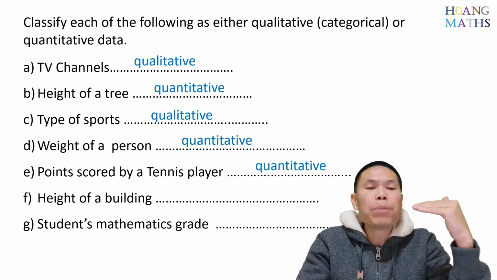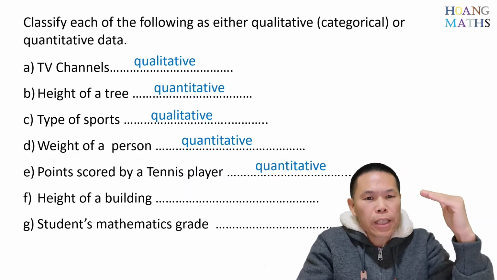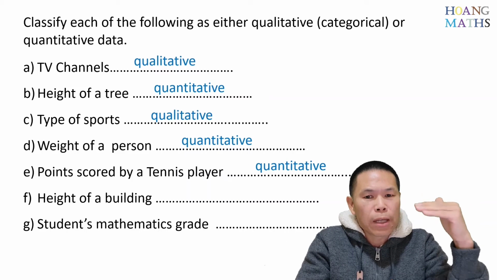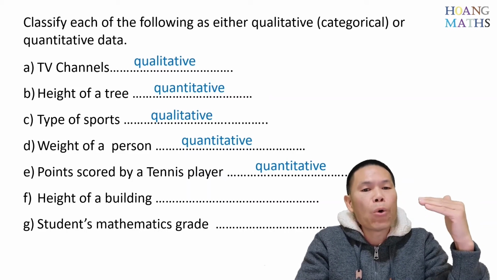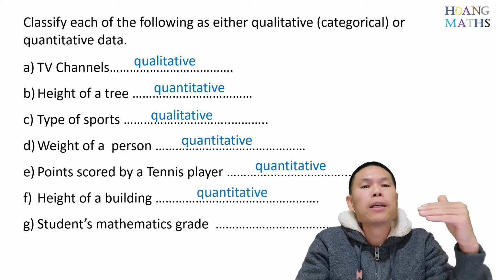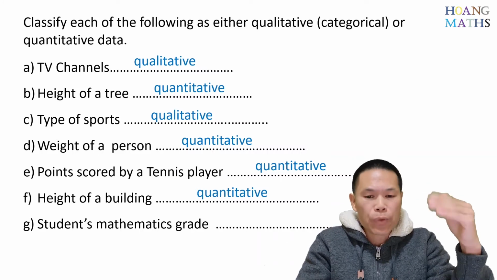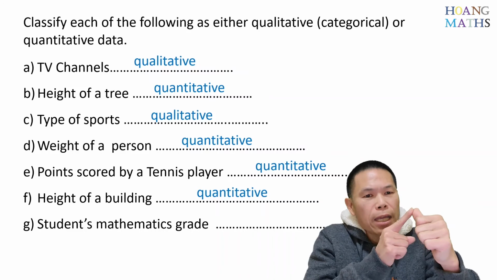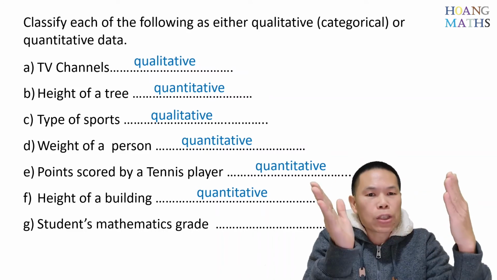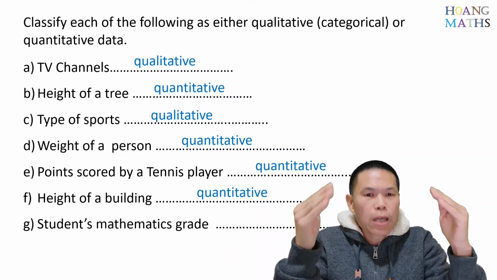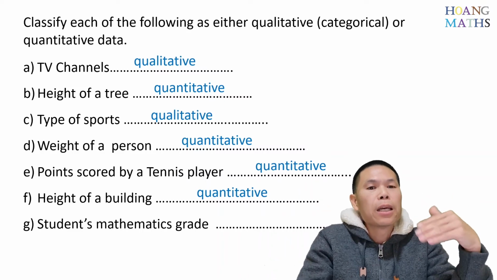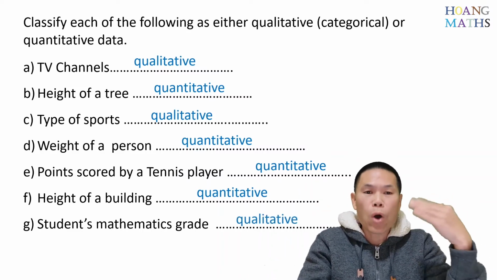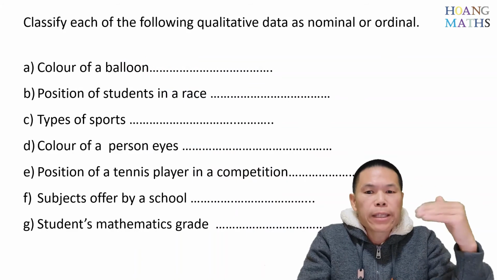Now, height of a building. So height of a building is measurable, right? So therefore, something to do with numbers. So therefore, it is quantitative data. Last one, students' mathematics grade. So you either have grade A, grade B, C, D, and so on. So it is actually qualitative data. It's just the name of the grade. Okay, so qualitative data.